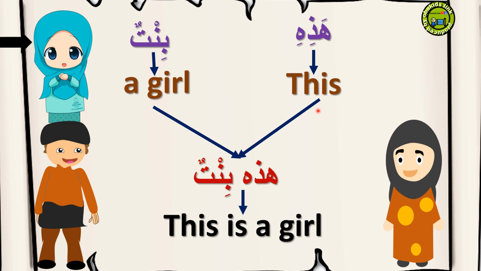Let us look at the example again. This is hazihi. Hazihi is a singular feminine demonstrative pronoun which means this. This is bintun. Bintun is a singular feminine noun which means a girl. Now if we combine hazihi and bintun together, it makes hazihi bintun, which means this is a girl. Let us go to another example.